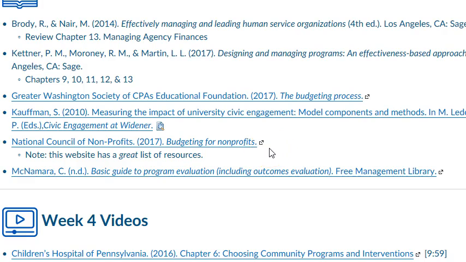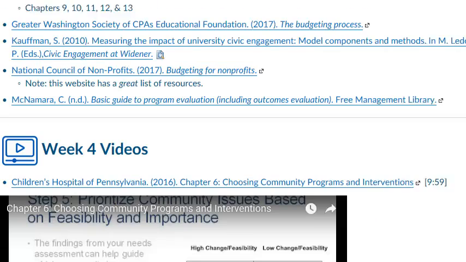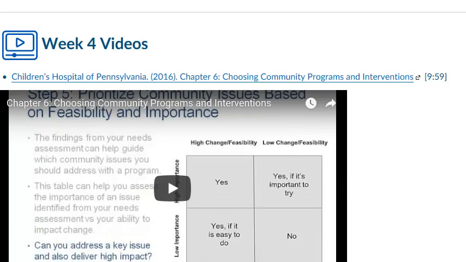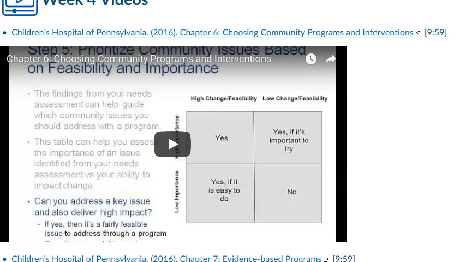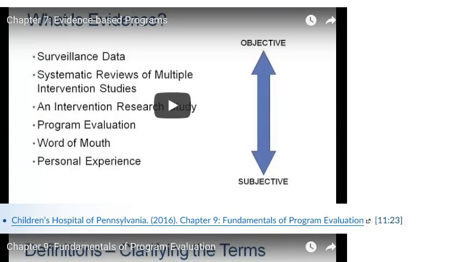This is a website that gives information on budgeting for nonprofits and also a guideline for program evaluation by McNamara. There are a number of videos this week that I would say you should definitely utilize. The first is prioritizing community issues based on feasibility and importance. There will be many needs that have been identified by your constituent group, but which one or ones is it most feasible for the agency to try to tackle, and how do you decide on that process?